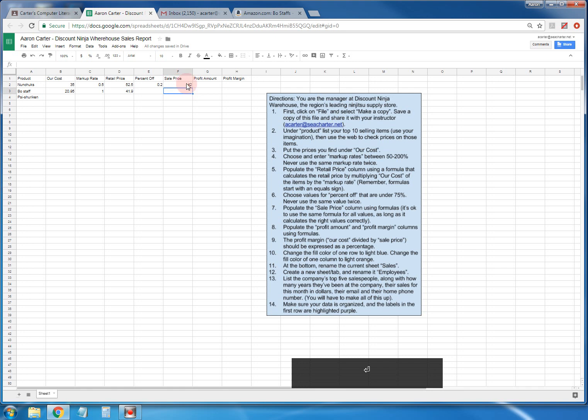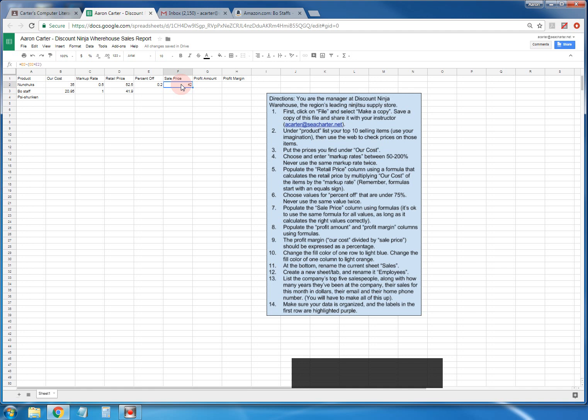Would you rather pay $42 or would you rather pay $52.50 for the same thing? Always check and make sure that these numbers make sense. Sometimes we enter the formula wrong and the number that comes out isn't right. So always check and make sure that the number makes sense. That looks good to me.